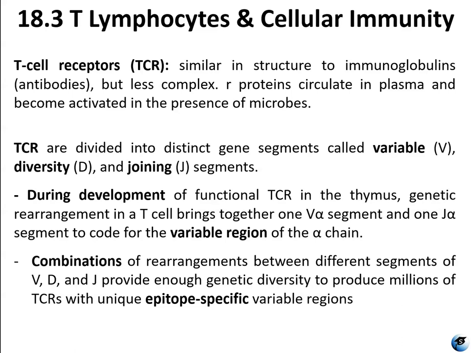During development of functional TCR in the thymus, genetic rearrangement in a T cell brings together one V alpha segment and one J alpha segment to code for the variable region of the alpha chain. Combinations of these rearrangements of V, D, and J provide enough genetic diversity to produce millions of T cell receptors with unique epitope-specific variable regions.